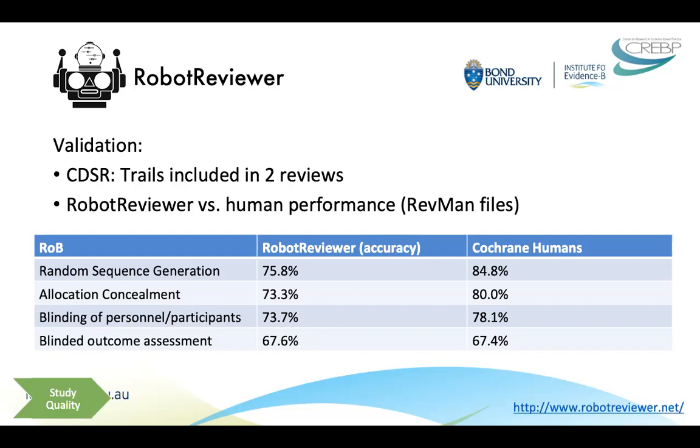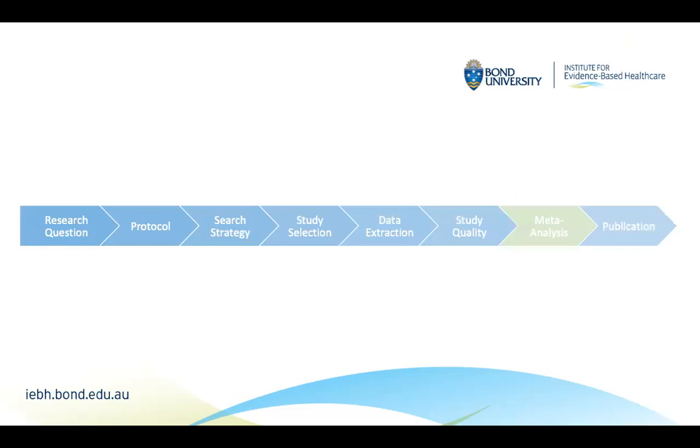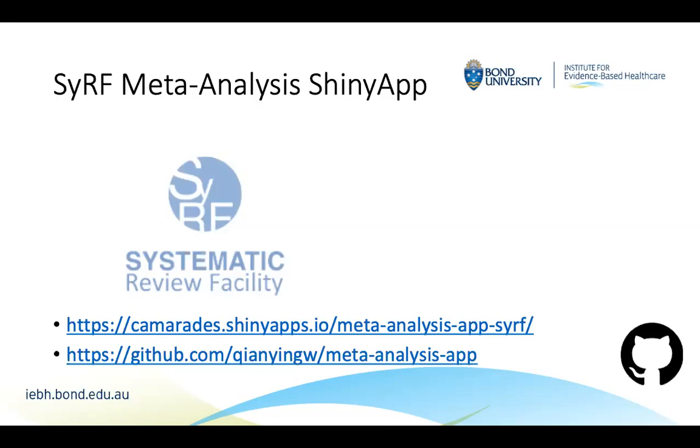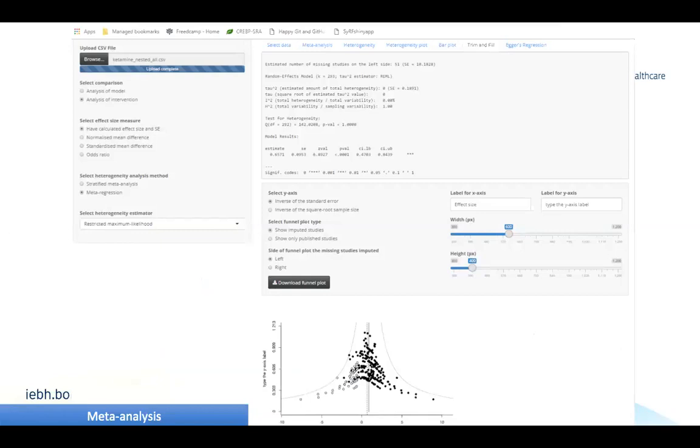So next, after you've collected all of your data, it's lots of hard work to extract them from the PDFs, and you're ready to meta-analyze your data. At CAMARADES, Shenying Wang built an amazing Shiny app that I will see if I can demo for you. This tool takes a CSV file with pre-specified headings. There is a user guide available on GitHub so that you can name your headings correctly.